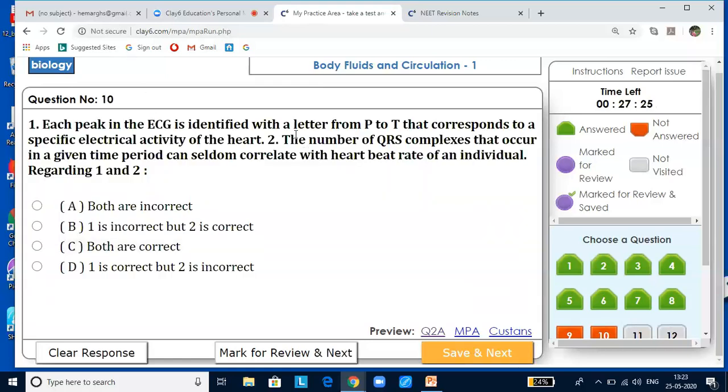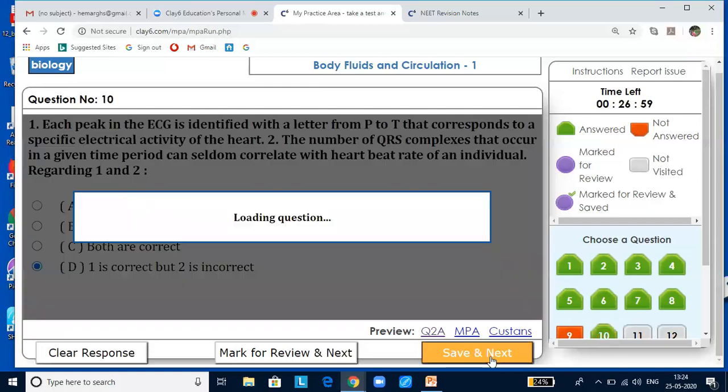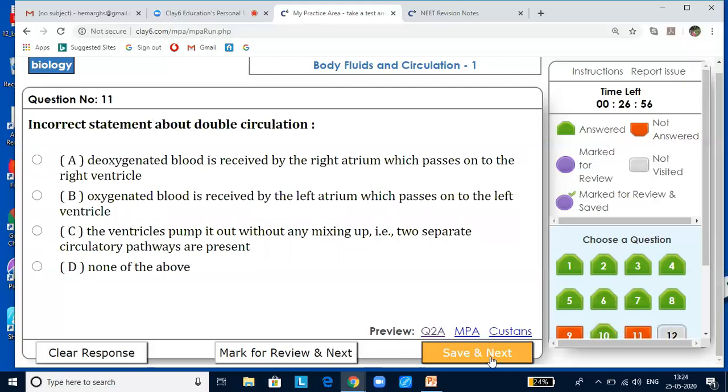Each peak in ECG is identified with a letter from P to T that corresponds to a specific electrical activity of the heart. The number of QRS complexes that occur in a given time period can correlate with the heartbeat of an individual. Regarding 1 and 2, if you look at it, 1 is correct, but 2 is incorrect. Incorrect statement about double circulation: none of the above, all are correct.